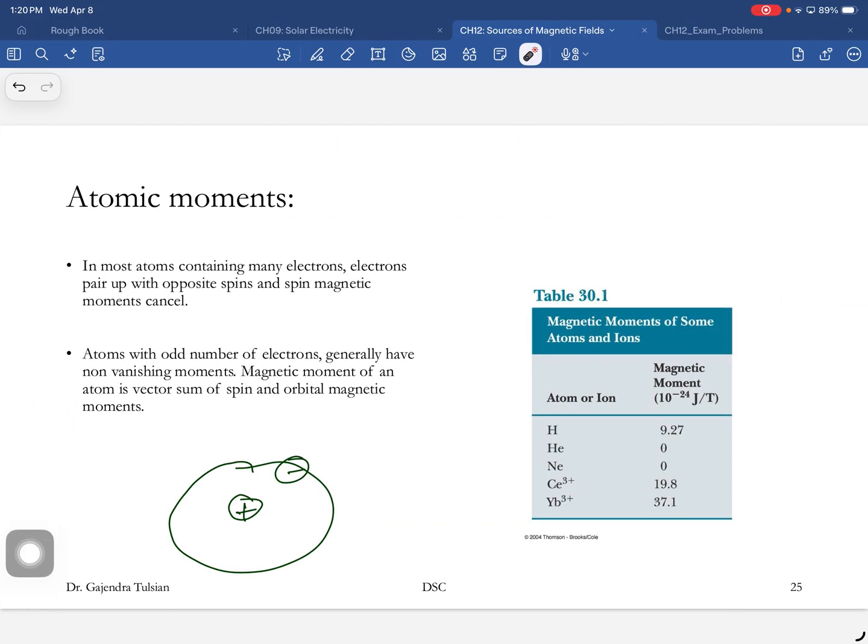For helium, the magnetic moment is 0 because for every electron, there's an oppositely paired electron. For all the noble gases, the magnetic moment is 0.